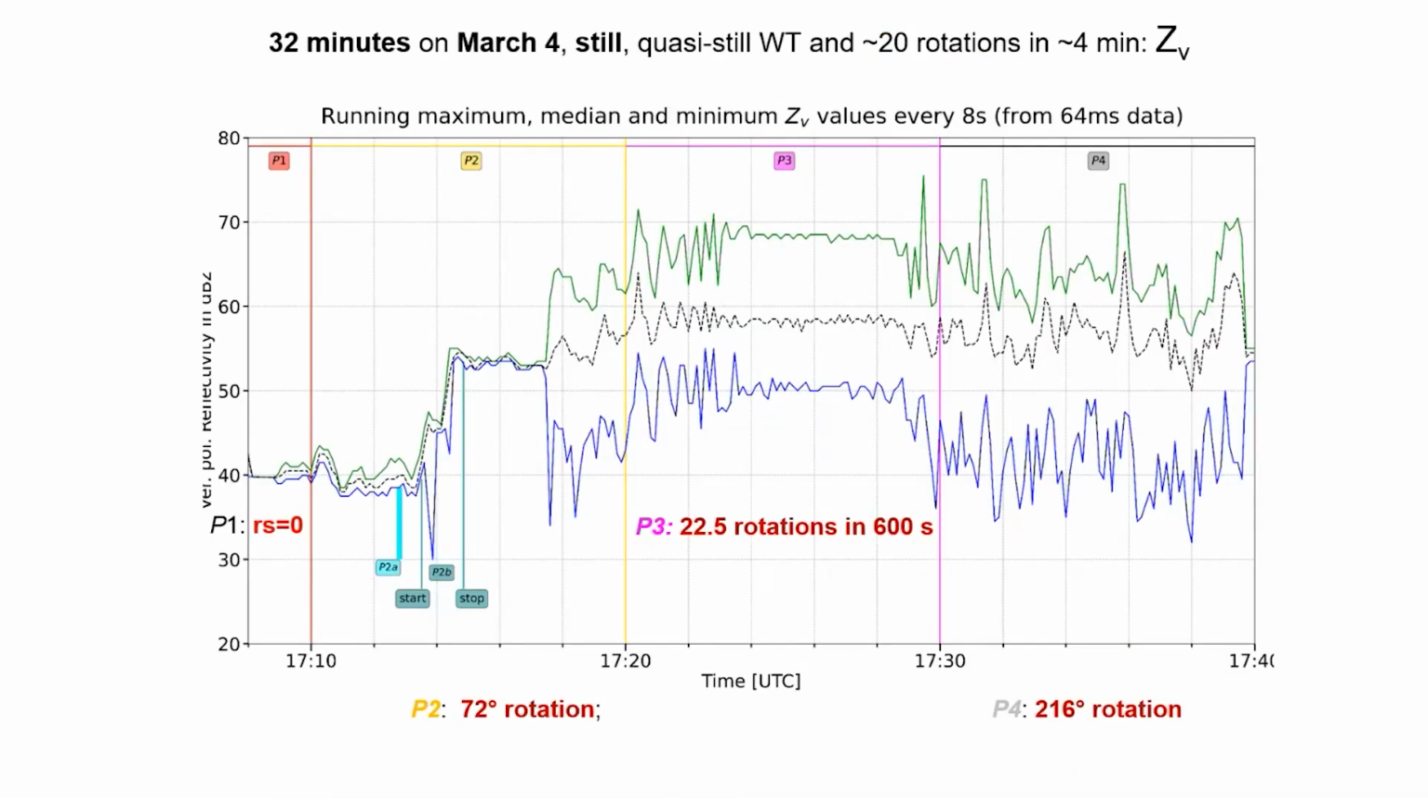No, ZV, sorry. And you can see the 4 periods, no? And it's easy. When the rotor speed is 0, ZV is almost constant. In some minutes, it's even constant, because here you see in black the median every 8 seconds. In green, you see the maximum every 8 seconds, and in blue, you see the minimum every 8 seconds. So green and blue are the envelope.